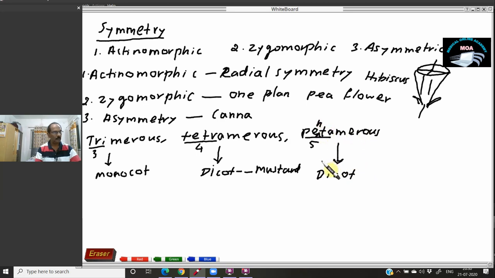Okay, so next, the flowers are classified into bracteate and ebracteate. So what are bracteate and ebracteate? Flowers are classified into bracteate and ebracteate flowers. So let us take the word meaning of bracteate and ebracteate flower.